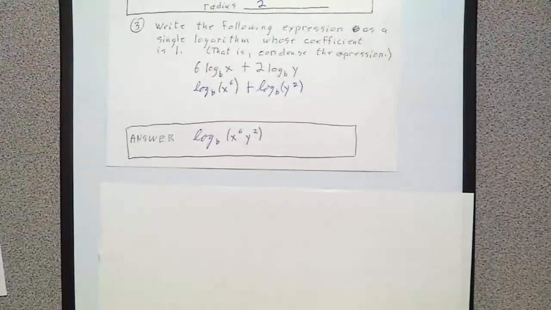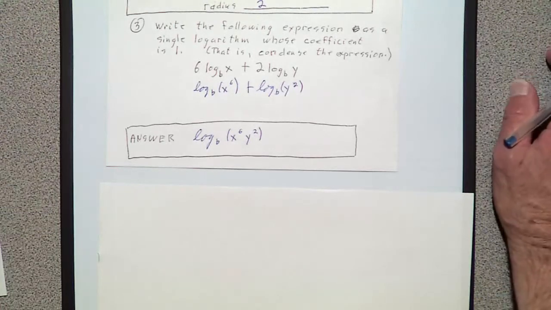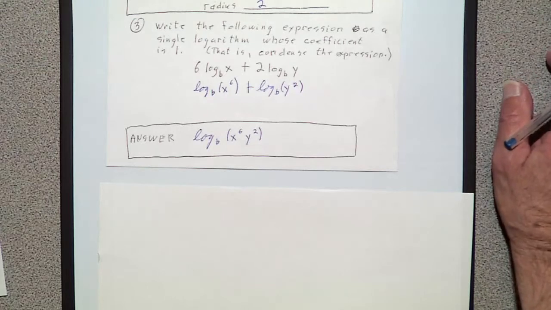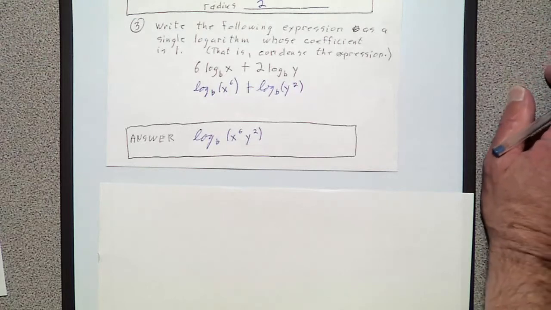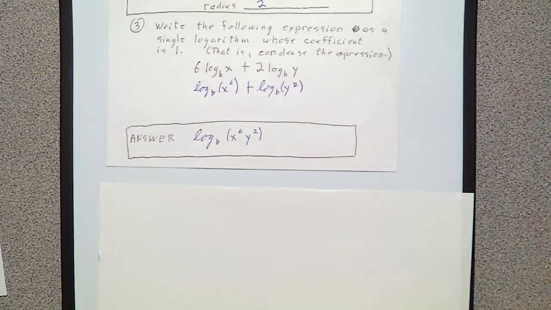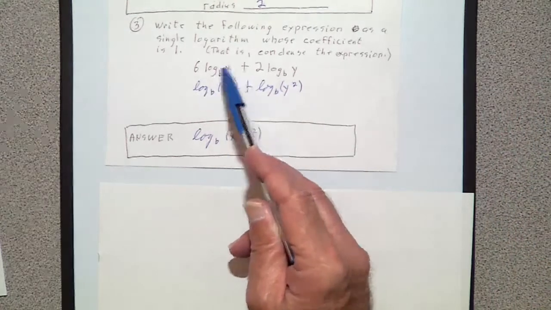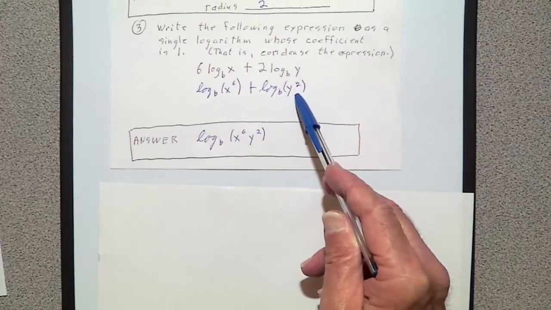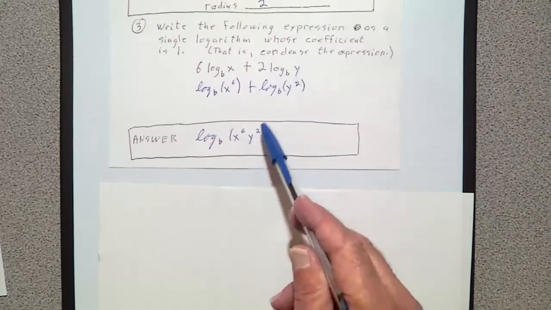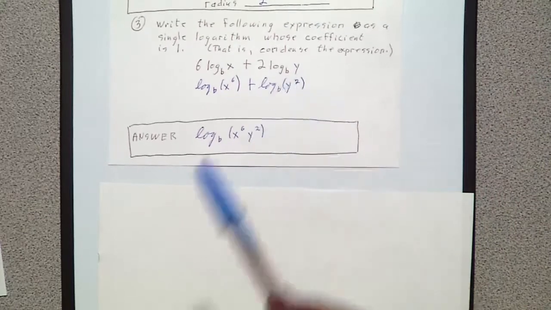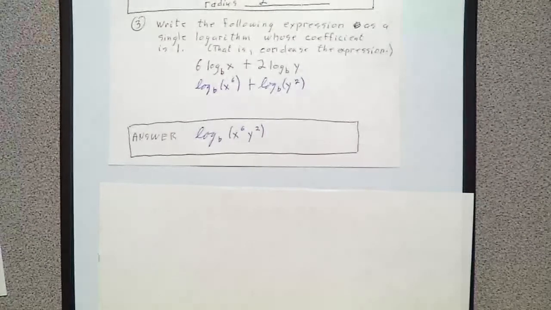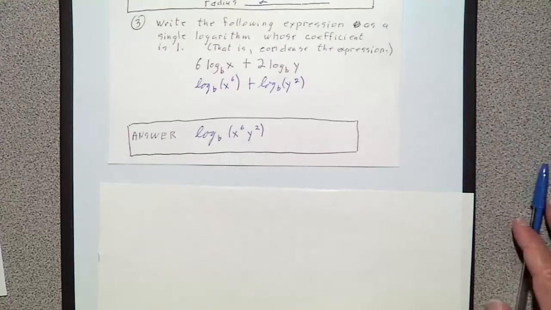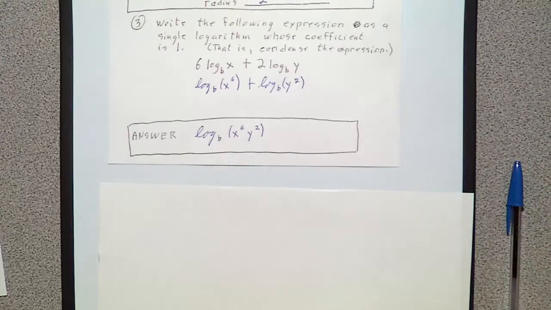Problem 3 is homework 19, section 4.3, exercise 54. Write the following expression as a single logarithm with coefficient 1, that is, condense. Well, you first use the power rule. 6 times log x is log of x to the 6th. Same here: log of y squared is 2 log y. And then you use the fact that the log of a product is the sum of logs. Using that backwards, we get the answer as the log to the base b of x to the 6th y squared.